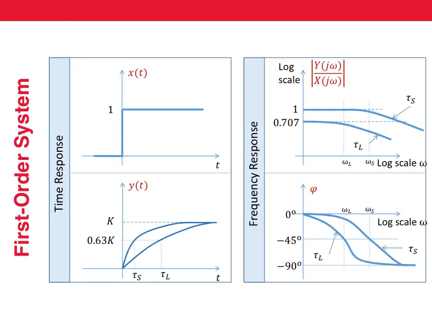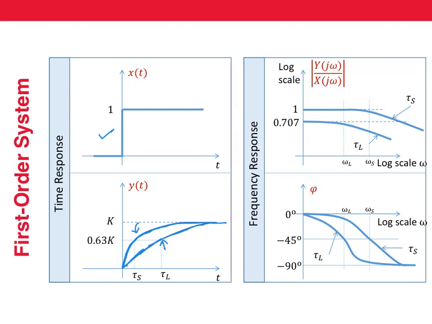So the behavior of the first order system is shown here. If we have a step input, a step change in the input, the output would change slowly. It would take some time for the output to reach its final steady state value. And depending on the time constant of the system, the speed of response may be different. So here's a faster system, and this one is a slower system.